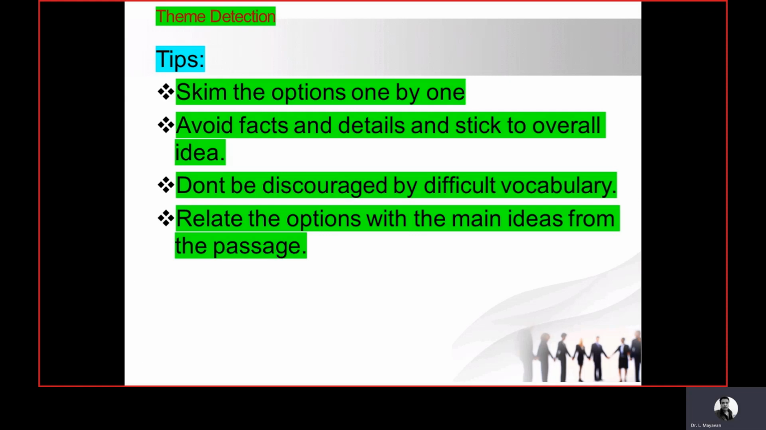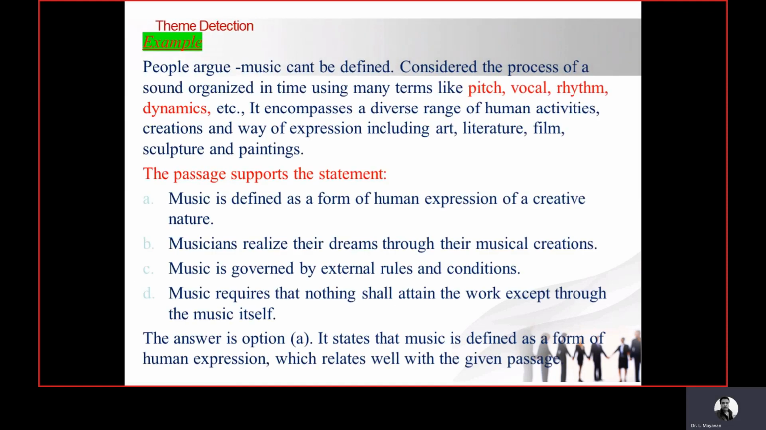And relate the options with the main ideas from the passage. So even before reading the passage, you will have to read the options one by one, then read the passage and relate the options with the main ideas from the passage. Now, one such example of theme identification is given. Let us consider the options. The passage supports the statements. Let me read the options A, B, C, and D.